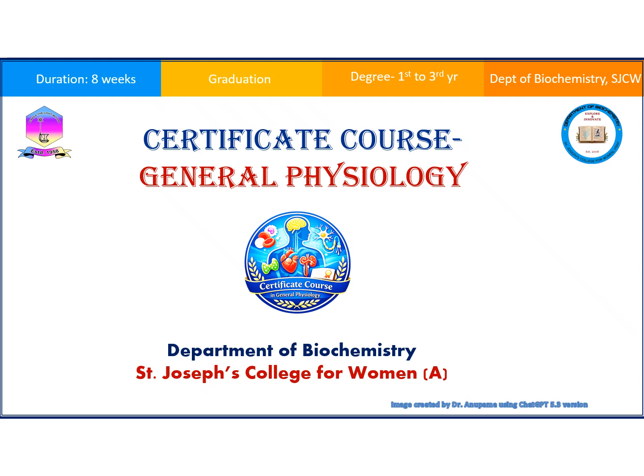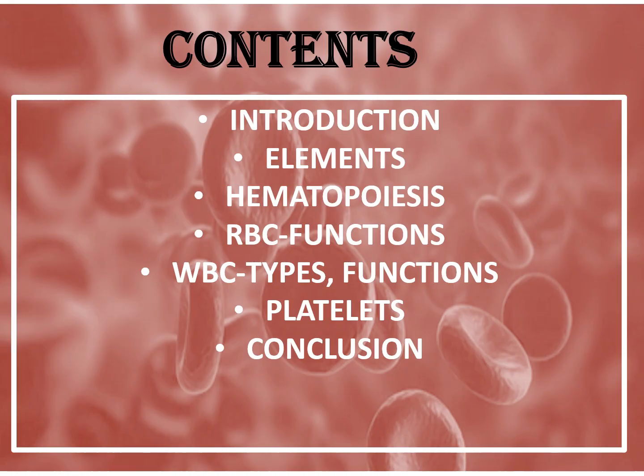The certificate course name is General Physiology. It has a duration of 8 weeks and it is for graduate students right from degree first year to final year. The contents include introduction of the topic, followed by elements, hematopoiesis, RBC functions, WBC types, functions, platelets, and conclusions.